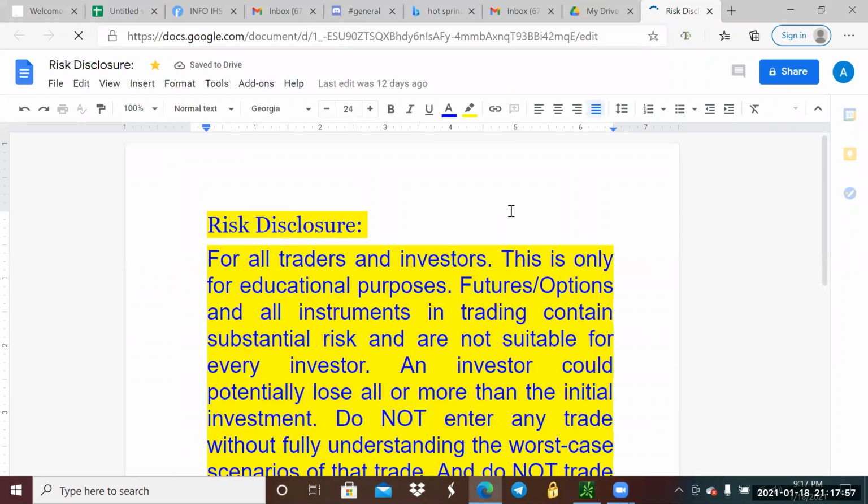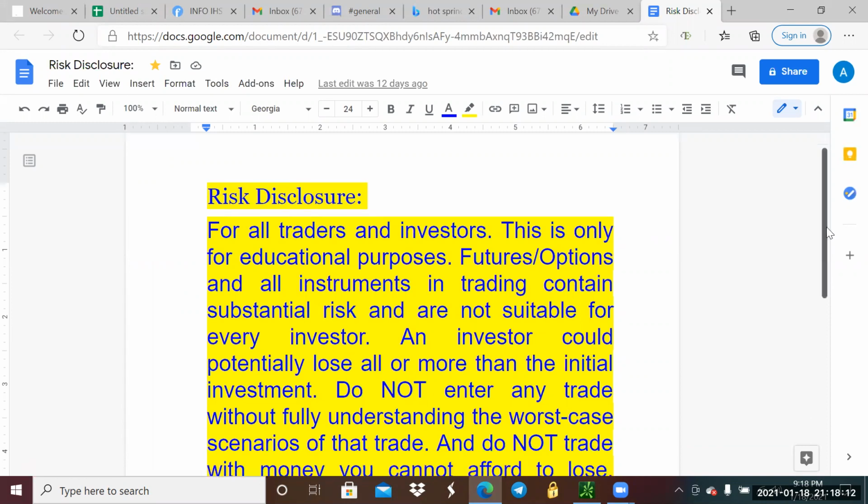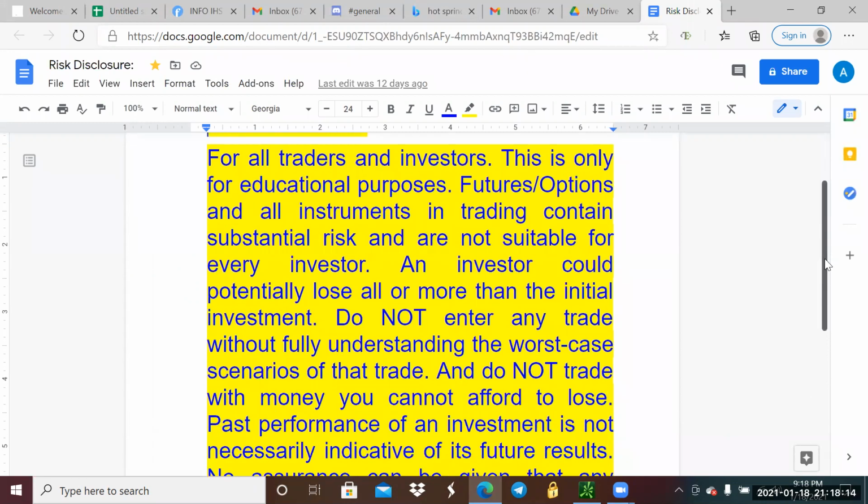before we get started. So for all traders and investors, this is only for educational purposes. Futures and options and all instruments in trading contain substantial risk and are not suitable for every investor. An investor could potentially lose all or more of their initial investment. Do not enter any trade without fully understanding the worst case scenarios of the trade, and do not trade with money you cannot afford to lose.